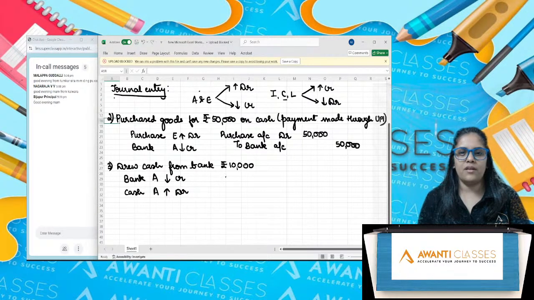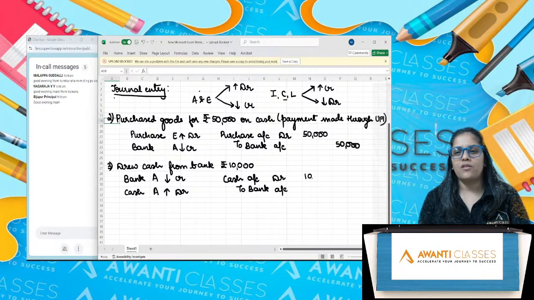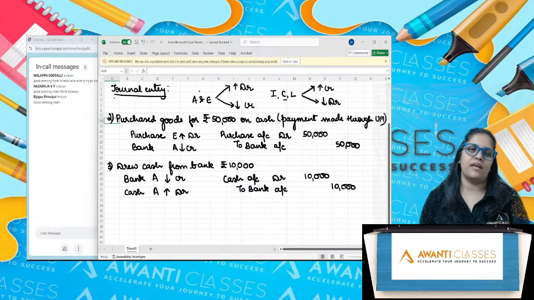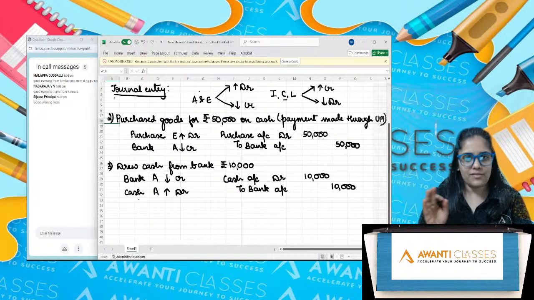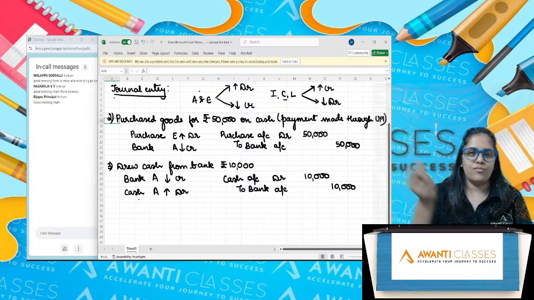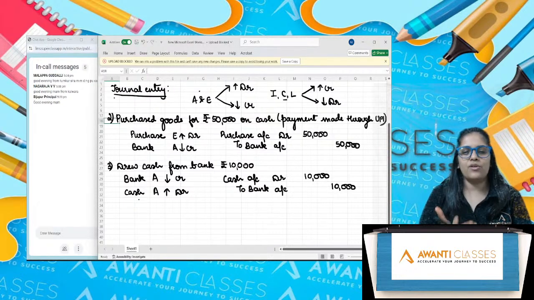So the entry will be cash account debit to bank account. So cash balance is increasing and bank balance is decreasing. Am I clear here? It is our cash balance only, our bank balance only. We're just removing our money from the bank because we want to have cash in hand.